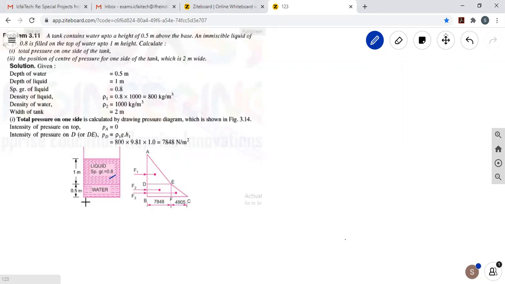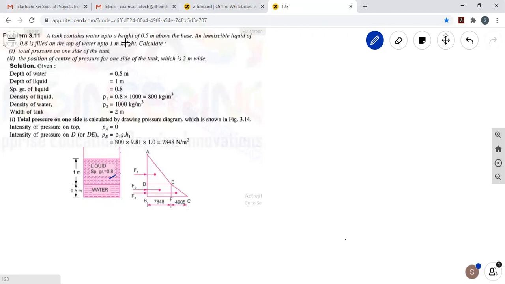See, this is the side of the tank. On any side of the tank, how much pressure is acting is the first question. The second question is the position of that total pressure on one side of the tank, which is 2 meters wide. He is saying the tank width is 2 meters. So we'll see this problem in detail.